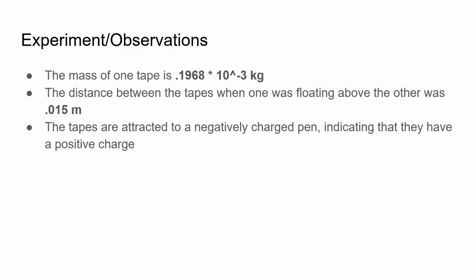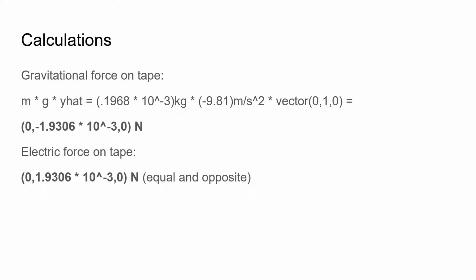The tapes are attracted to a negatively charged pen, indicating that they have a positive charge. Here we calculate the gravitational force acting on the tape, which is just the product of mass, the acceleration due to gravity, and the direction y hat. That gives us the vector negative 1.9306 times 10 to the negative 3 newtons in the y-hat direction. The electric force on the tape is equal and opposite to that due to Newton's third law, so the same force but pointing in the positive y-hat direction rather than the negative.